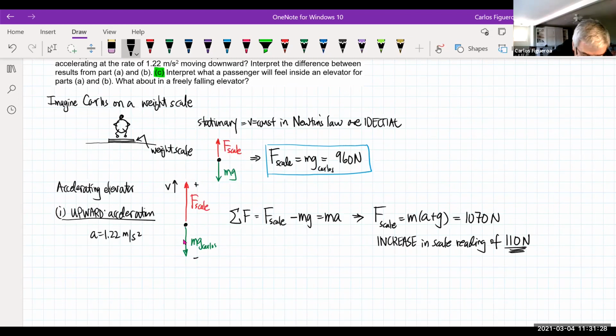And then I can do the exact same thing here. Now we have a downward acceleration.